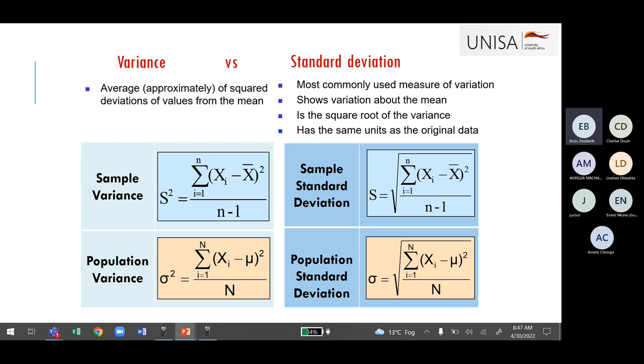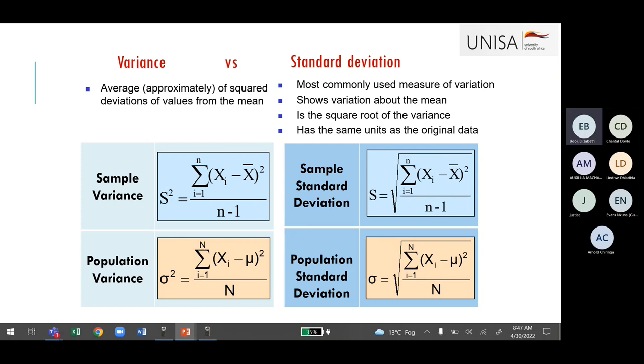the squared deviation of the values from the mean, and we can calculate it for the sample, and we can calculate it for the population. For the sample variance, the formula is S squared. Remember, for the sample, we always use normal alphabetical letters. For the population, we use Greek letters. So the sample variance is given by the sum of your observed value minus the sample mean, squared, divided by n minus 1.